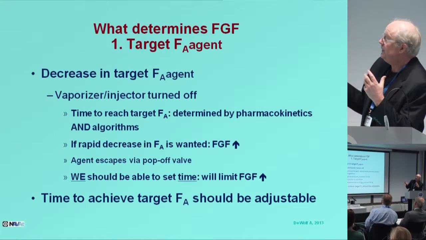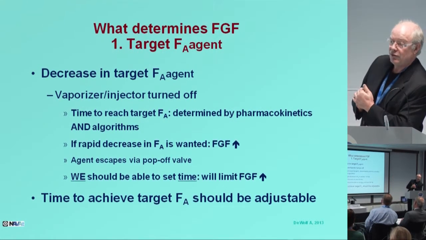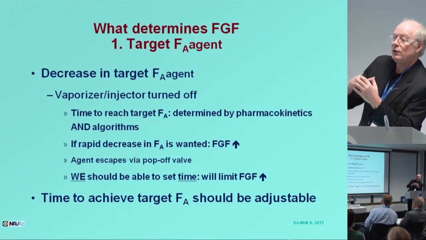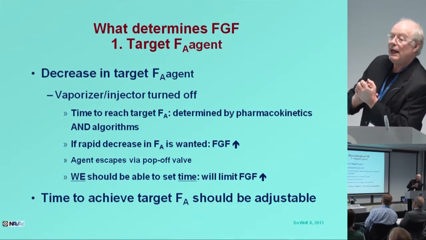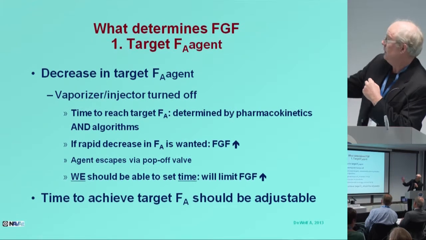It is not quite the same for a decrease in target FA, because the decrease in FA, even if you turn the vaporizer or the injector off, will be determined by the pharmacokinetics. The additional factor that plays a role is the algorithms of the machine. If the machine thinks that you want this new target within 2 minutes, it will have to increase fresh gas flow to wash out some of the Sevo from the system.